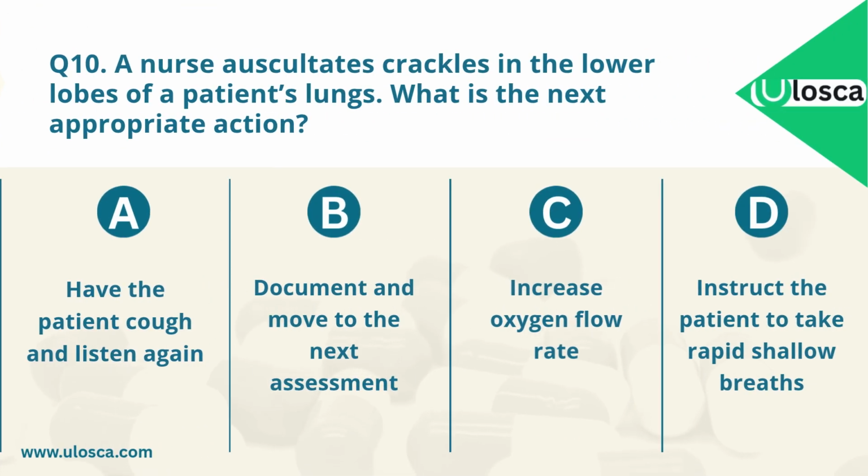Question 10. A nurse auscultates crackles in the lower lobes of a patient's lungs. What is the next appropriate action? A. Have the patient cough and listen again. B. Document and move to the next assessment. C. Increase oxygen flow rate. D. Instruct the patient to take rapid, shallow breaths. Which one is the correct answer?